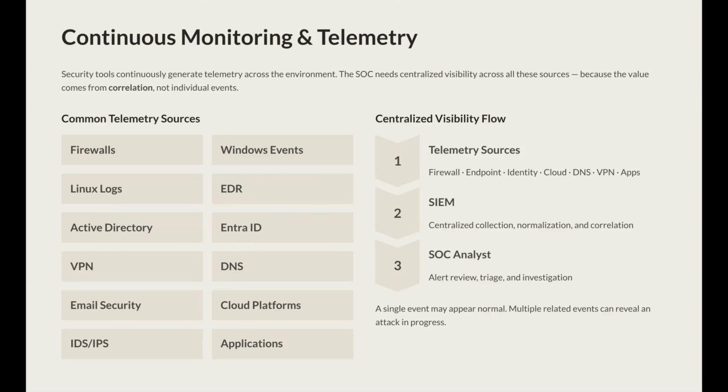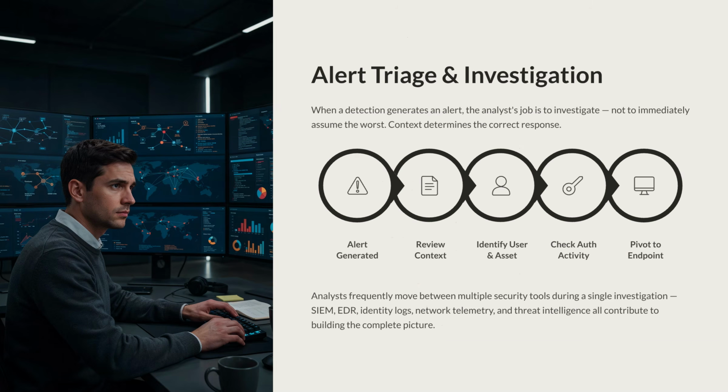A very important part of this is normalization. Different products represent information differently. One firewall might have one field name for a source IP address. Another product might use something completely different. The SIEM attempts to normalize important information so that analysts can search and correlate activity across different technologies. Platforms such as Splunk and Microsoft Sentinel are examples of SIEM technologies, but the important thing is understanding the concept rather than memorizing product names.